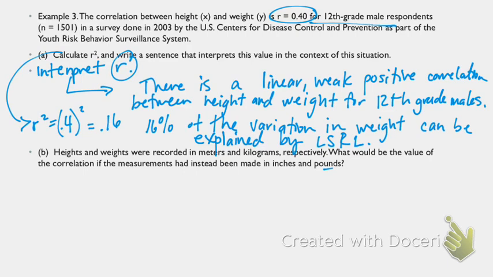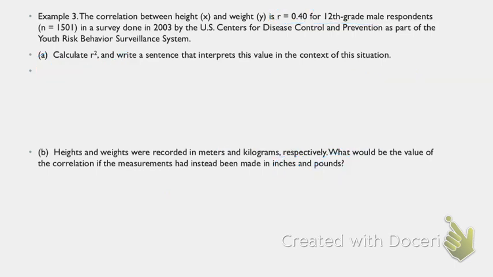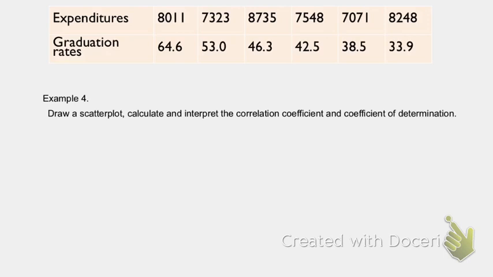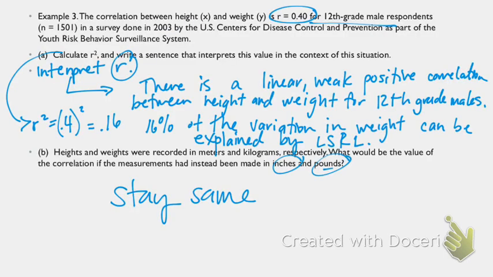Part B: heights and weights were recorded in meters and kilograms. If I changed them to inches and pounds, what would that do to my correlation coefficient? It would stay the same, because it's a linear transformation. Literally just write the word same.